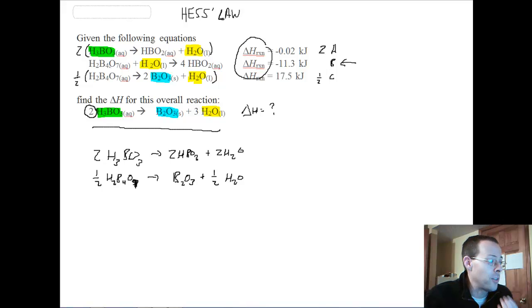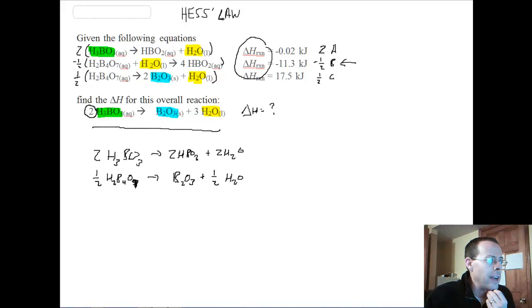So if we look at reaction B up here, notice on reaction B there is an H2B4O7, but it's on the wrong side. It's on the reactant side, and we'd like it to be on the product side so they can cancel each other out. The other thing is we have half a mole down here, we have a full mole up here. So what we're going to do with B is multiply by negative 1/2. So I'm going to multiply all these by negative 1/2, and when I put a negative here, I'm going to switch my products to reactants and my reactants to products.